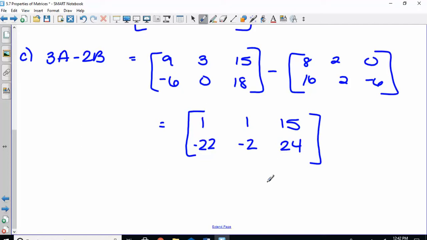Alright. Are we okay with the adding, subtracting, multiplying by constant, all that good stuff? The last thing we need to talk about with matrices is multiplying them. We are not going to get into dividing matrices, but we will multiply 2 matrices. However, it is different. You do not just multiply corresponding numbers together.